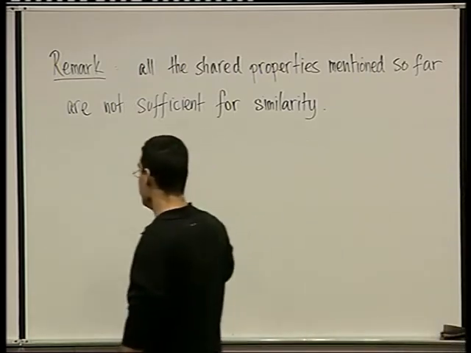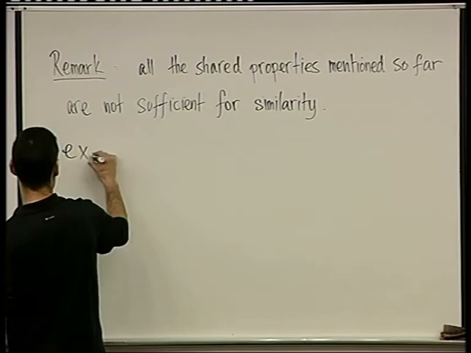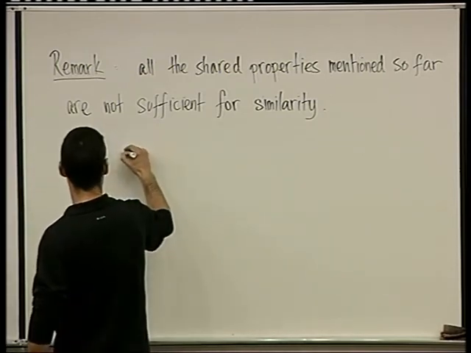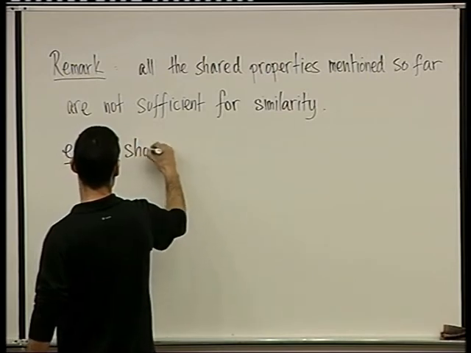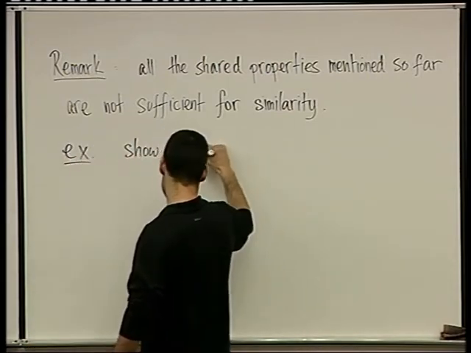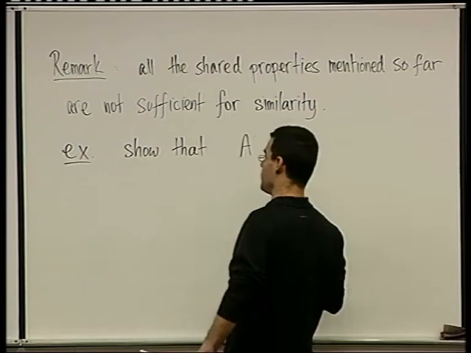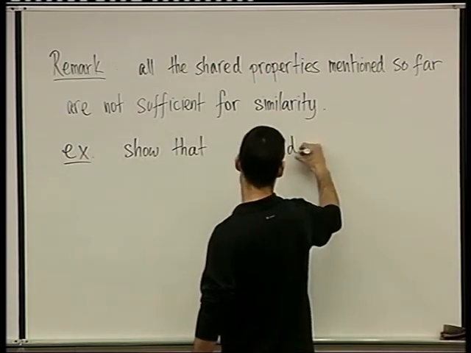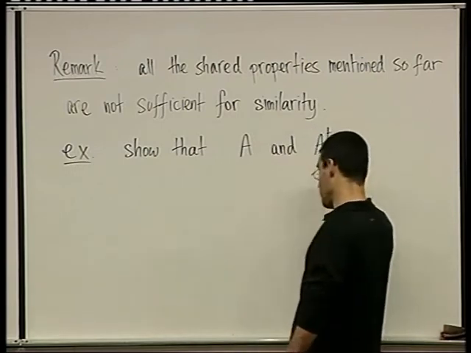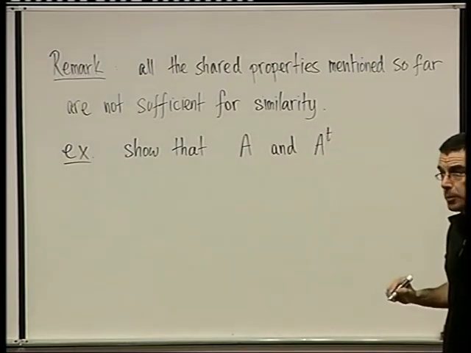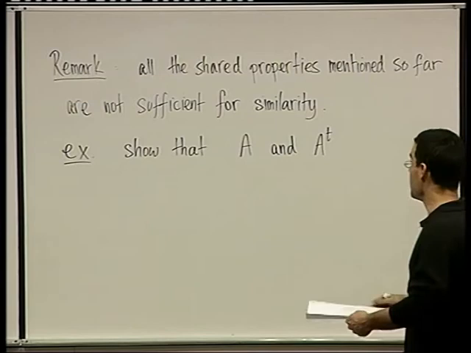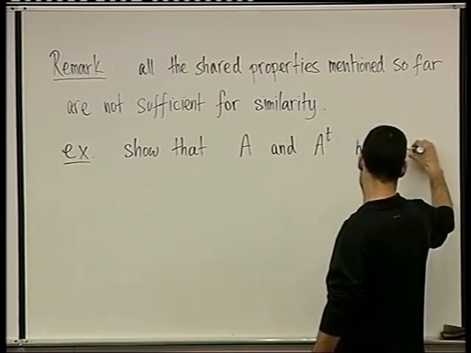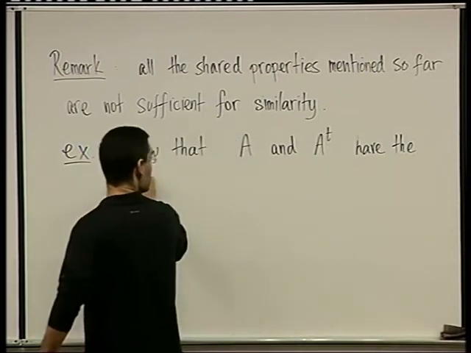I can give you maybe as an exercise, show that if you take a square matrix A, and take its transpose, so it's a square matrix, its transpose is of the same dimension, A and A transpose have the same characteristic polynomial.